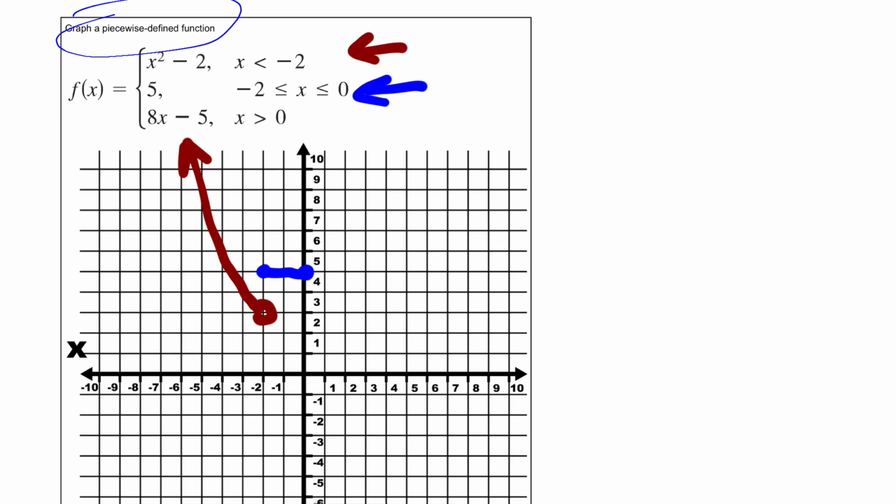For the bottom graph, let's do this in green. I'm going to start by plugging in 0. That's going to give me a -5. I'll put an open circle down there, and I know that my slope is 8. So I'll put the first dot over 1, up 8, and draw a line like that. And there's what my graph would look like.